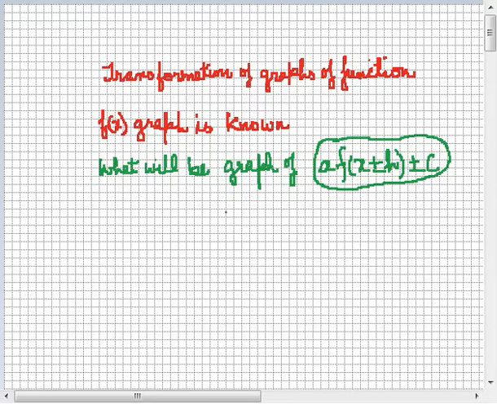In this new chapter, we will discuss the transformation of graphs of functions. That is to say, suppose the graph of function f(x) is given, then what will be the graph of a function of the type a f(x plus h), that is, x is replaced by x plus or minus h, and a constant c is added or subtracted to the whole function, and a multiplication of the whole function by a. What will be the graph of this function in general shape?